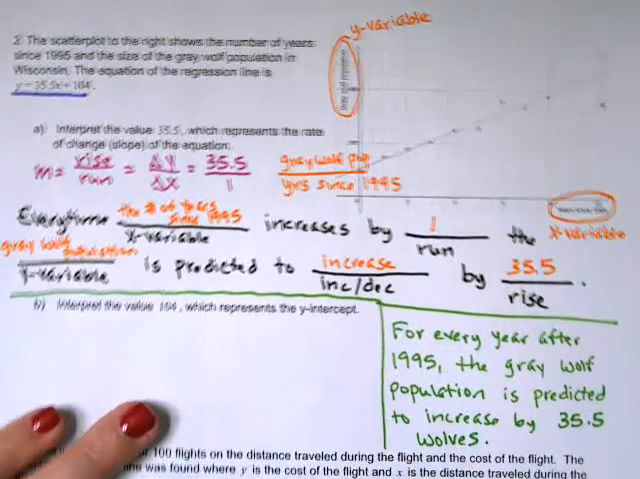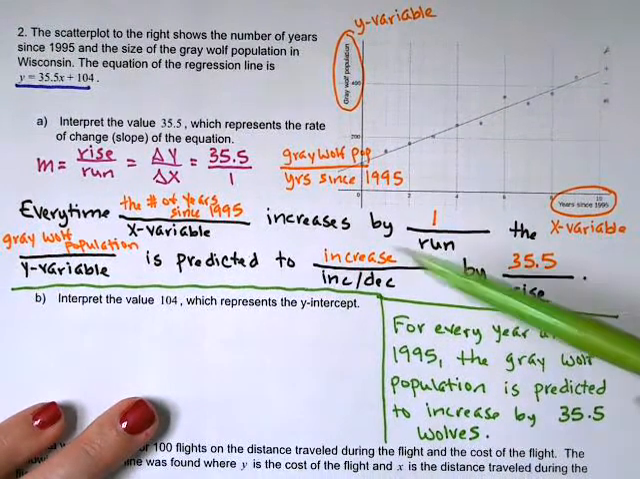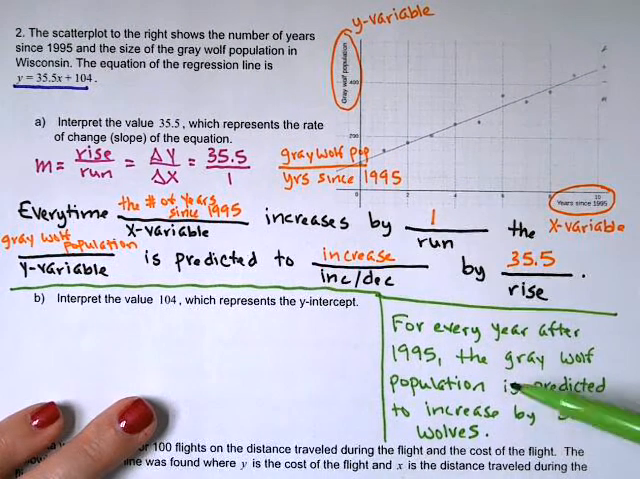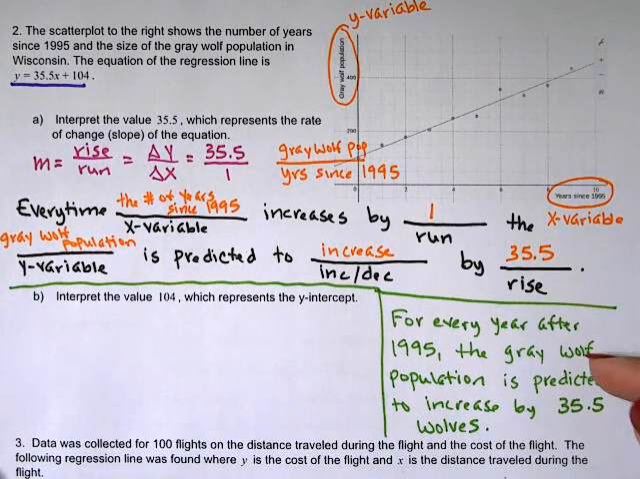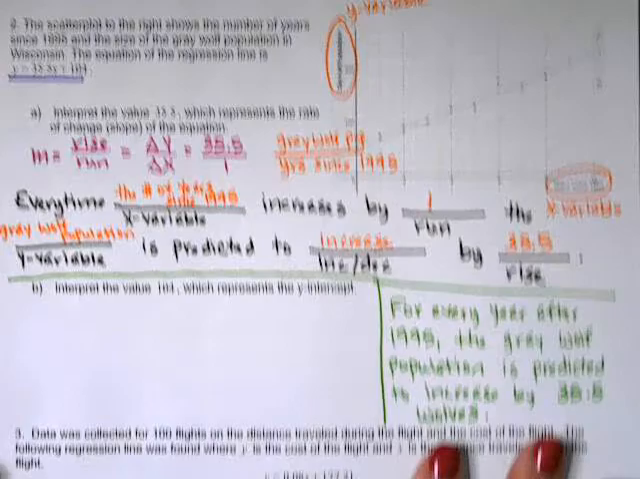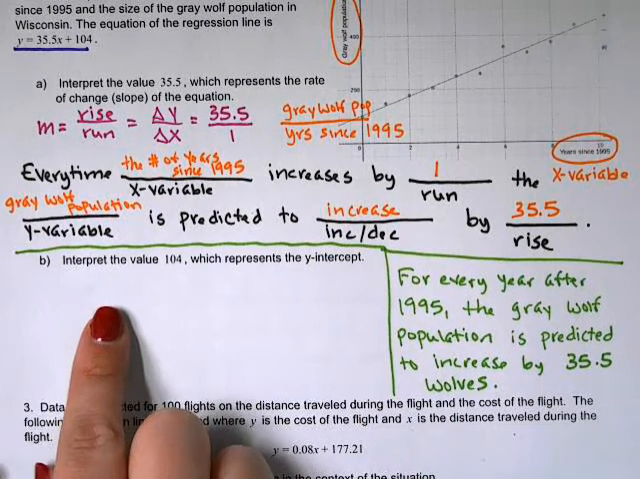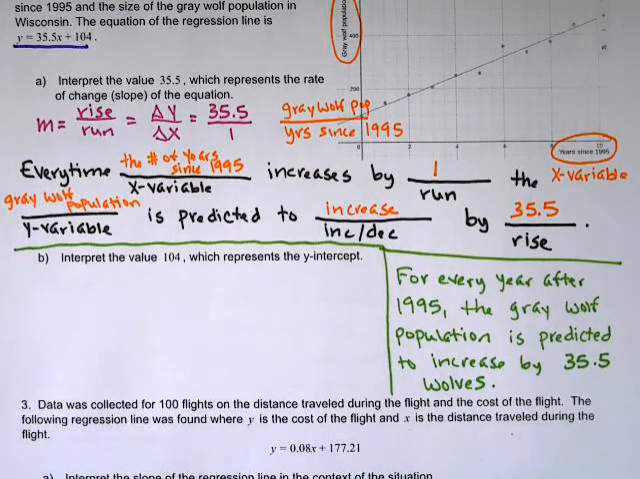So I said the exact same thing that I did up here in the black and the orange, here in the green. It's just a little bit more straightforward. So it doesn't matter to me which way you write it, whichever way makes sense to you. If you need to go with the fill in the blank for now and eventually we get to here, that'd be awesome. Okay? So let's talk about interpreting the value of the 104, which represents the y-intercept.